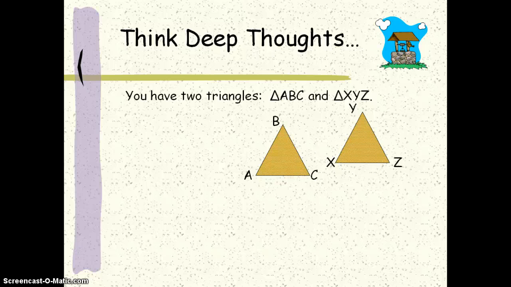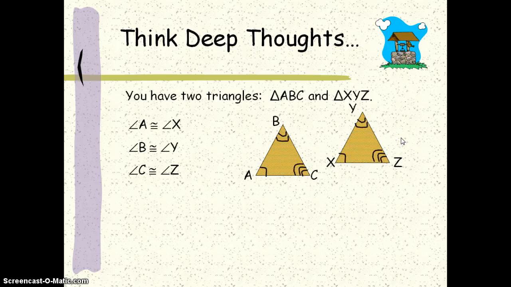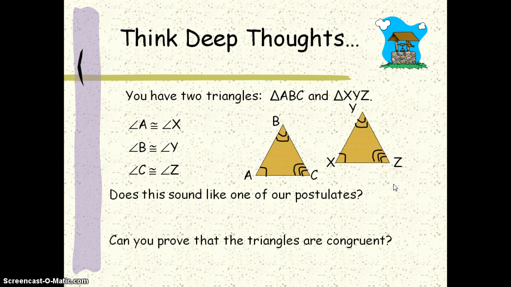Alright, so let's think some deep thoughts. You have two triangles, triangle ABC and triangle XYZ. We don't know if these two triangles are congruent because they're not marked congruent and we don't have any information about them right now. Let's say that I gave you this information right here. I said that A was congruent to X and B is congruent to Y and C is congruent to Z. Does this sound like any of our postulates that we've learned so far? Side, angle, side? Side, side, side?